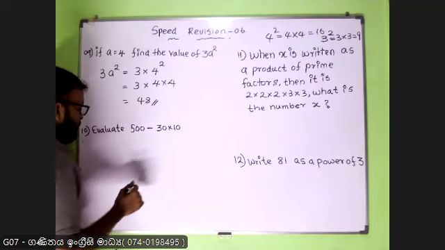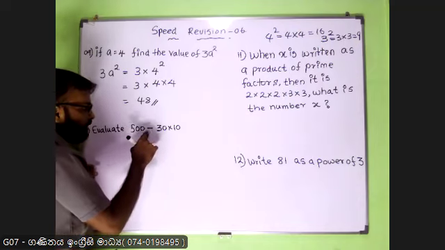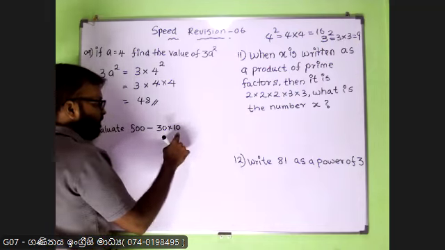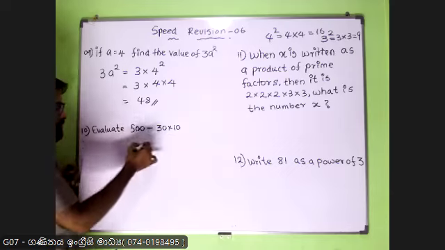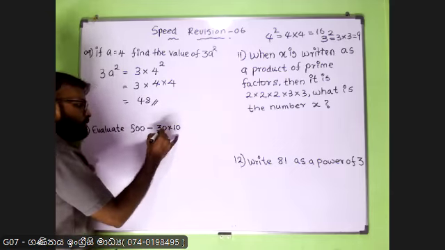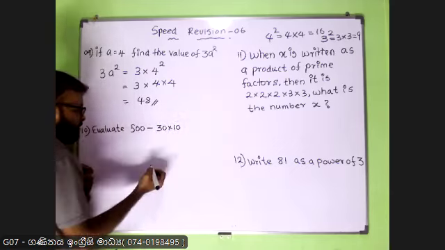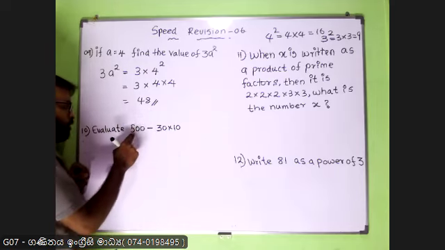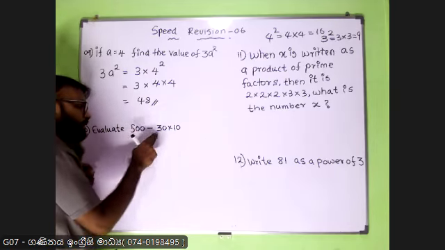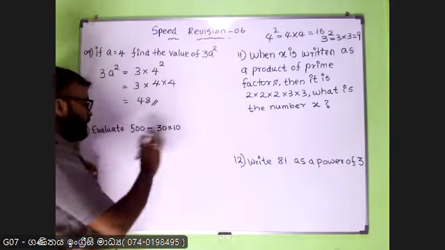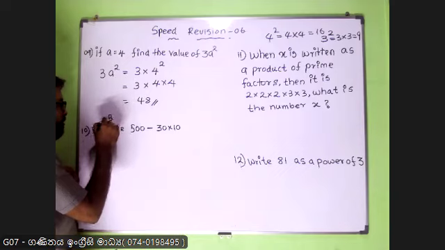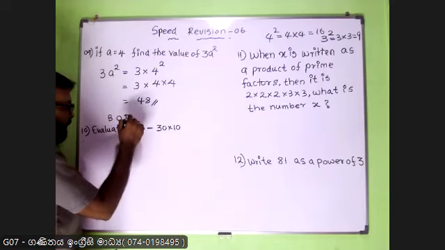Evaluate this one: first of all, 500 minus 30 times 10. You have to use BODMAS. First of all, you have to simplify 30 times 10 before subtracting. You cannot subtract 500 minus 30 and then multiply by 10, because the answer will be wrong.